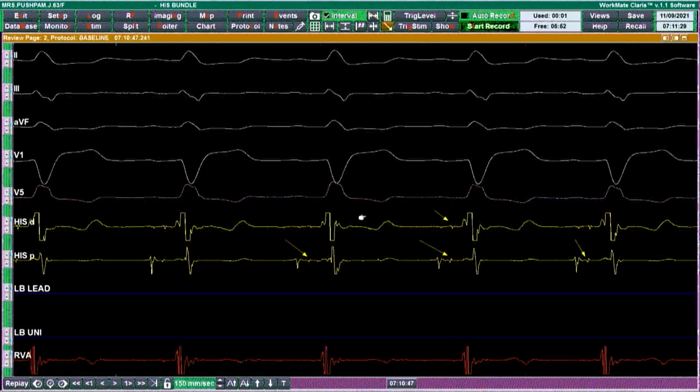Narasimhan sir, any comment on this? Yeah, that is a very encouraging sign to suggest that this patient's QRS is likely to narrow significantly. This is more likely a proximal disease than a distal disease of the His-Purkinje system. Yes, sir. So she's likely to be a good responder, at least in terms of QRS narrowing. Yes, sir, exactly.